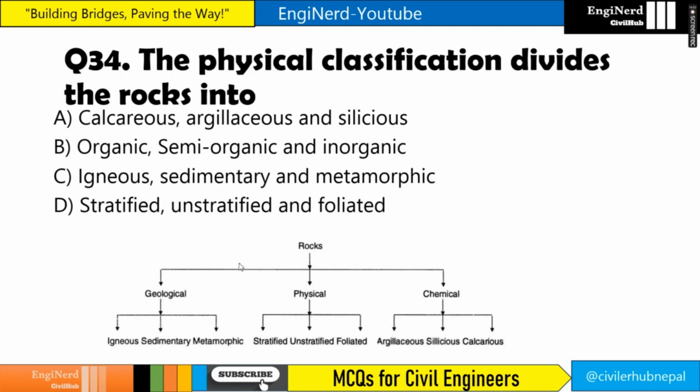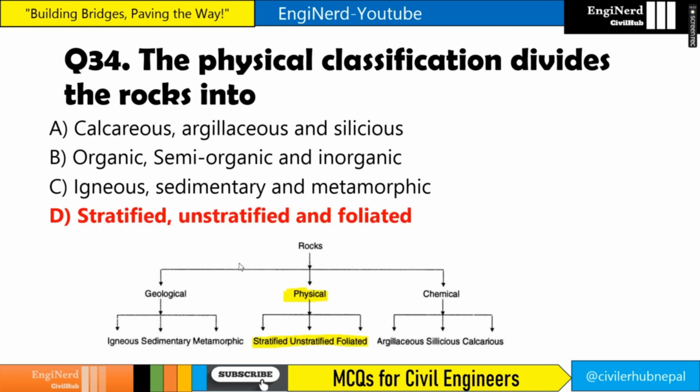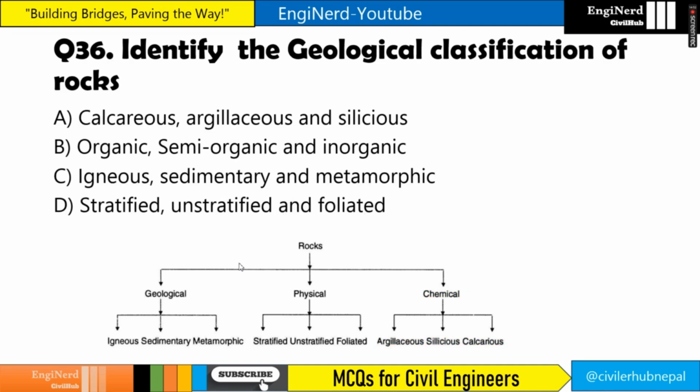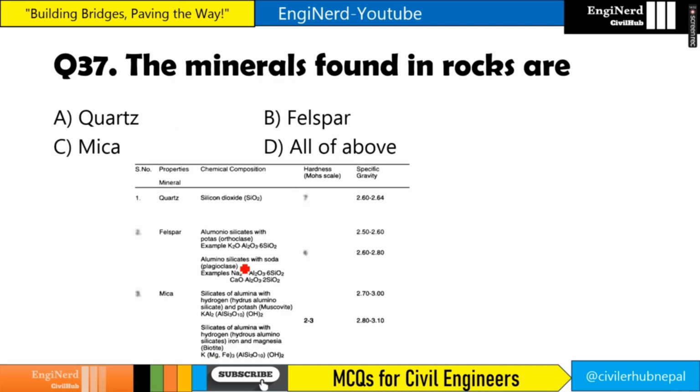The physical classification divides the rock into 3 categories, right? The first one is stratified, unstratified, and foliated. So the answer is stratified, unstratified, and foliated. For the chemical classification, it is argillaceous, siliceous, and calcareous. And for the geological classification, it is igneous, sedimentary, and metamorphic. The minerals found in rocks are quartz, feldspar, and mica, right?